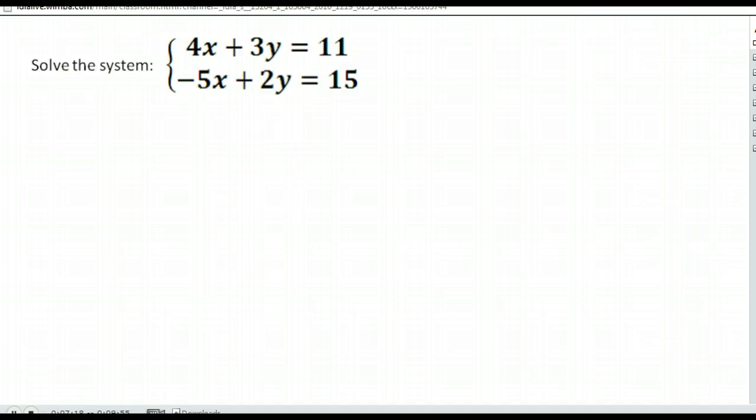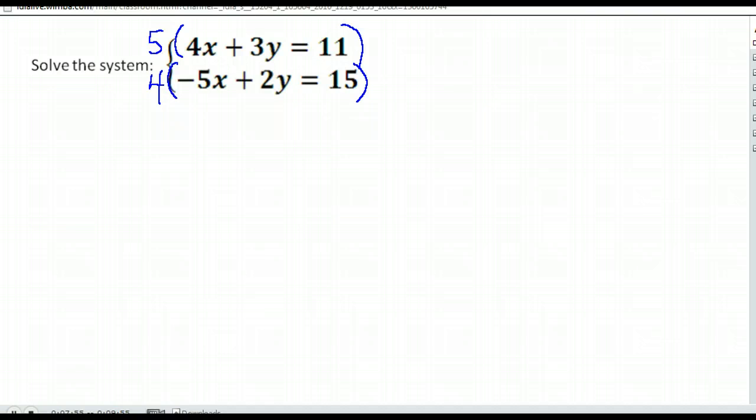So again, your first step is to select which variable you would like to eliminate. So let's say I decided to eliminate the x's. So I need the number in front of x to be the same number, but with opposite signs. So if I take this top equation times a positive 5, and the bottom equation times a 4, it's kind of like finding the least common denominator for a fraction. Notice I'll get positive 20 here and negative 20 here, and that will cancel my x values, and I'll be good to go. All right, so let's go ahead and distribute those.